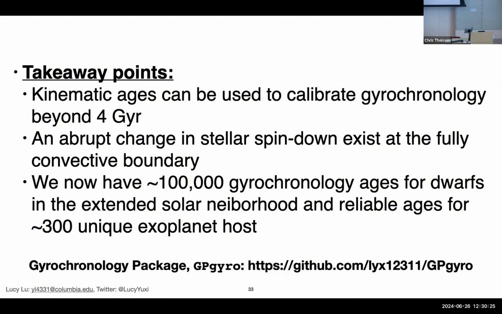So here are some takeaway points. First, kinematic ages can be used to calibrate gyrochronology beyond 4 gigayears. Then we discover an abrupt change in stellar spin down using the kinematic ages. In the end, we now have 100,000 gyrochronology ages for dwarf stars in the extended solar neighborhood, of which 300 are unique exoplanet hosts. So that will open up a lot of opportunities to study extensively what's going on in the solar neighborhood.